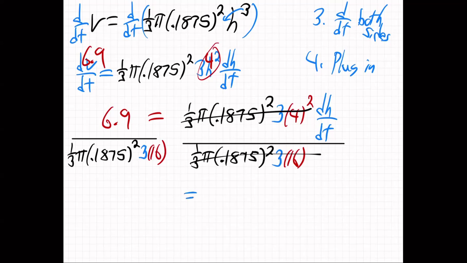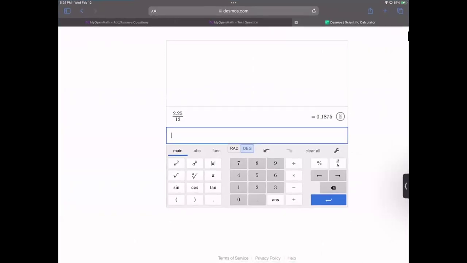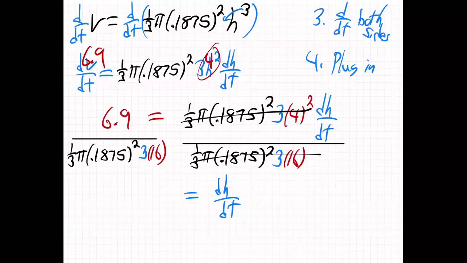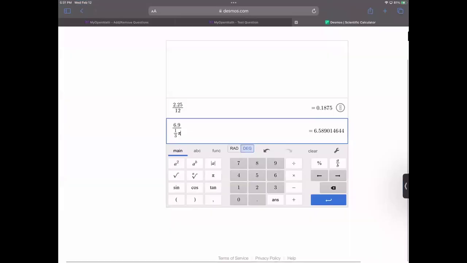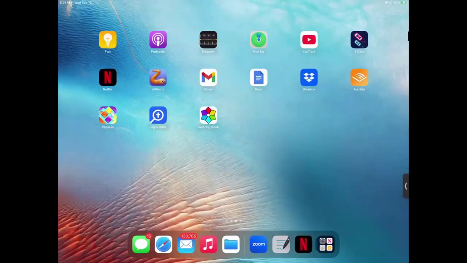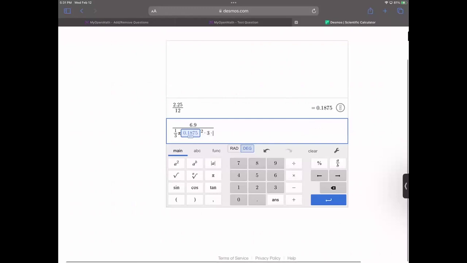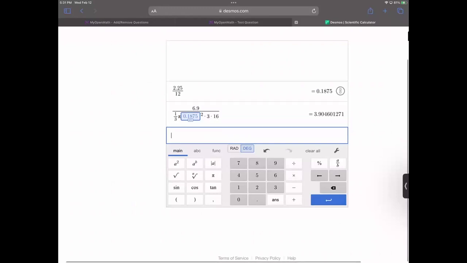And now it's Desmos time, right? 6.9 over 1/3 pi. Let's go. Let's clear this. 6.9 over 1/3 pi. Another 1/3 pi. Was it 6.9 or 1/3 pi? 0.1875 squared, 3 and 16. Well, I can just use the answer button. Answer squared, because that's the answer. And I forgot the rest. 3 and 16, which is 48, but I'll just do it. 3 times 16. There we go.